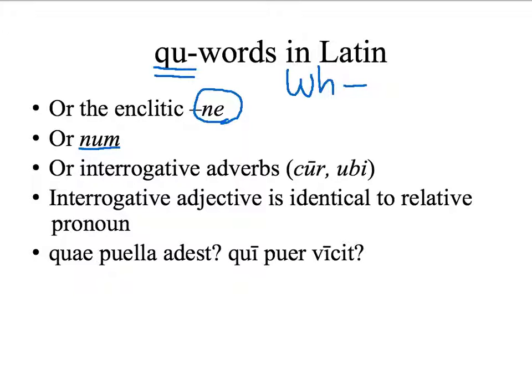Or we might see the other interrogative word num, which is usually expecting a negative answer. Or we might see other interrogative adverbs or words that are not beginning with QU. Words like cur, which probably originally was QU also, or ubi. And we may see the interrogative adjective, which is identical to the relative pronoun. Quae puella adest? What girl is present? Qui puer vicit? What boy won?